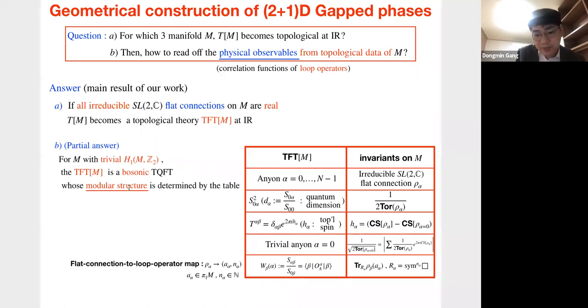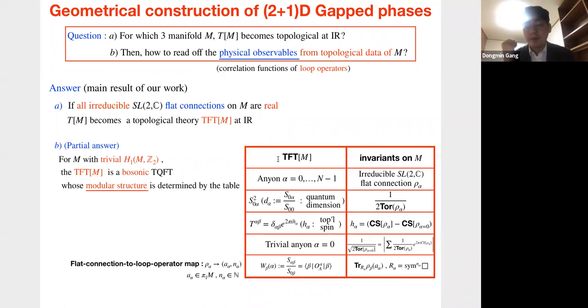The modular structure is basically given by the S and T matrices. Using this dictionary, we can determine the T matrix and some first components of the S matrix. The full S matrix can also be determined by some flat connection to loop operator map, which I will explain later. So this is the basic dictionary. Using it, we can at least determine the full modular structure of the TQFT from the topological invariants of this three-manifold.